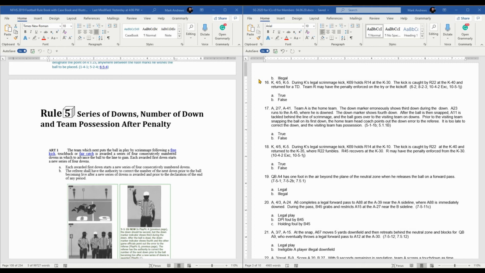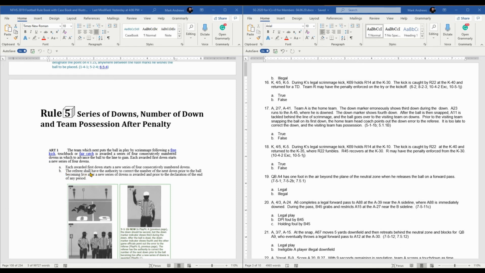Prior to the visiting team snapping the ball on its first down, the home head coach points out the down error to the referee. It is too late to correct the down. The visiting team has possession. Okay, before we get into the rule, this is a major crew screw-up. Everyone on the crew is responsible for knowing what down it is. It doesn't matter what the down marker says. We keep track of the downs with our down indicator on our wrists, and we should recognize when the down marker is incorrect. Okay, let's take a look at the rule.